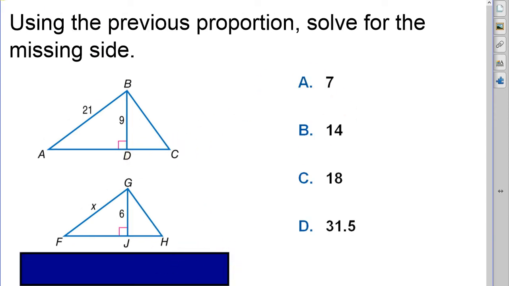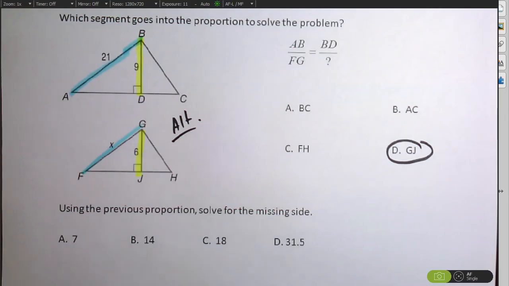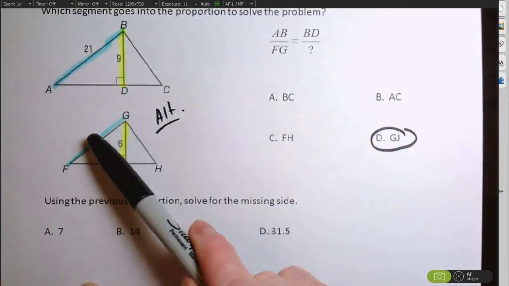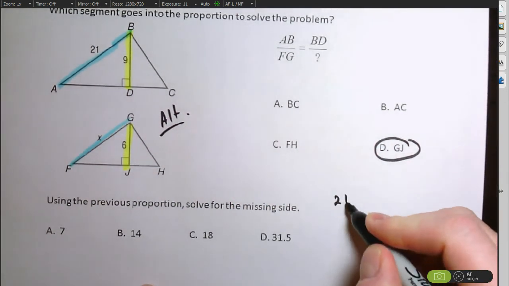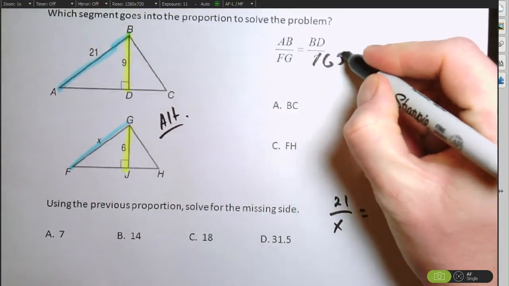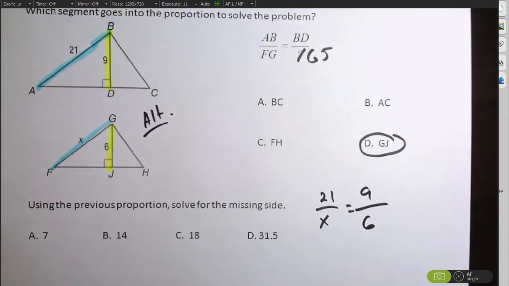So, either you can pause it or you got the notes, work it out, but it's going to ask you to say, is it A, B, C, or D for the length of FG, or solve for X. Okay. All right, so looking at this, I've got my proportion, AB over FG, so 21 over X equals BD over GJ, which is 9 over 6. And that's all we have to solve.